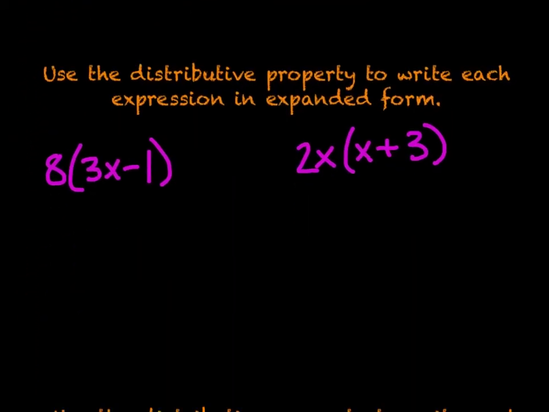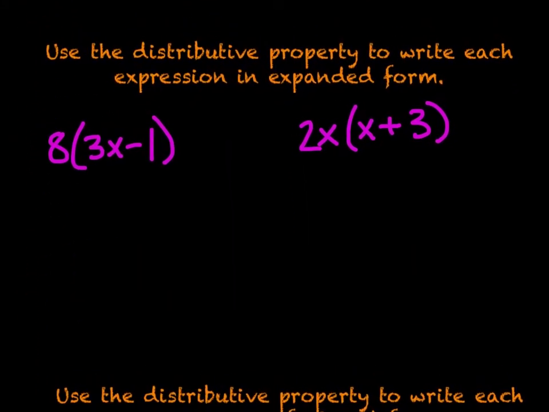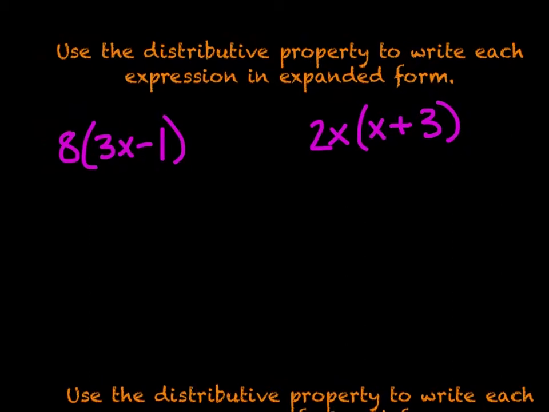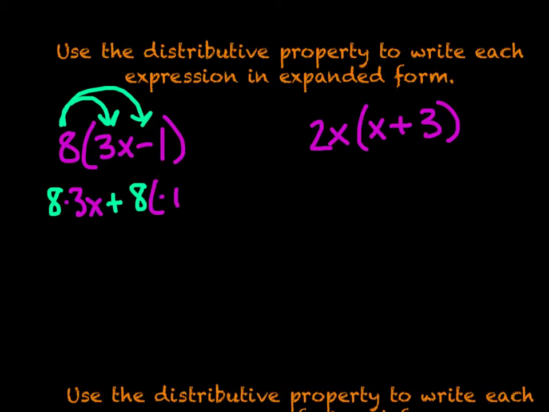So one last thing. We need to use the distributive property to write each of these expressions in expanded form. Our very first one, we have 8 times 3x minus 1. The distributive property is telling me that I need to say I have 8, and I'm multiplying it by the 3x. Then I also have the 8, and I'm multiplying it by that negative 1. So I have plus 8 times a negative 1. And it's important that I look at this as saying a negative 1 or plus a negative 1, so that way I make sure that the negative is sticking with the actual number.